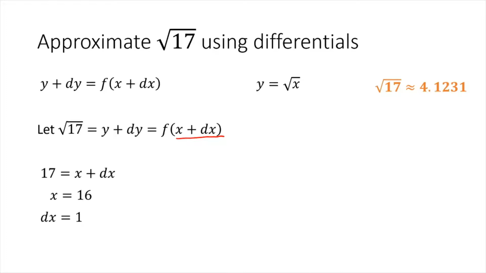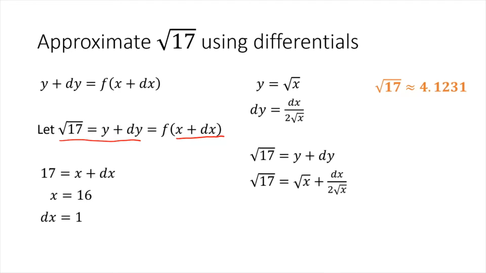So we now have y equals square root of x. Let's take the differential of y. We now have dy equals dx over 2 square root of x. And then let's isolate this equation: square root of 17 equals y plus dy. This will now be our final working equation. Then substitute the equivalent expressions for y and dy. y is square root of x, dy is dx over 2 square root of x.